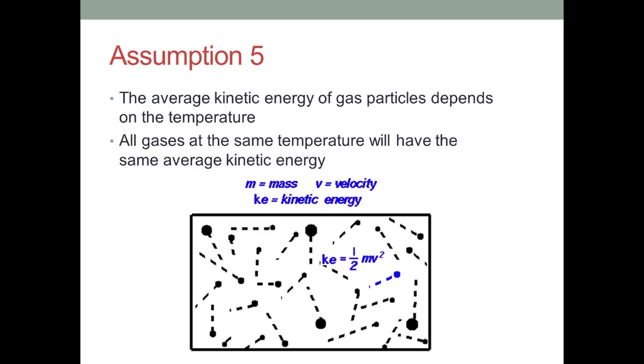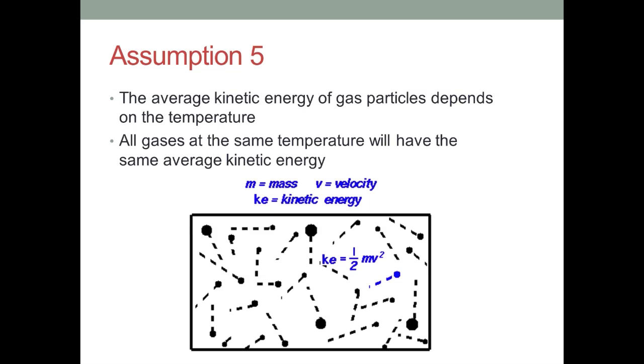Now, assumption number 5, the final one. The average kinetic energy of gas particles depends on temperature. Now, you may have noticed this in your simulation for the lab report, but as you increase the temperature, the gas particles start to move faster inside of the container. Now, if we decrease the temperature, they start to slow down.